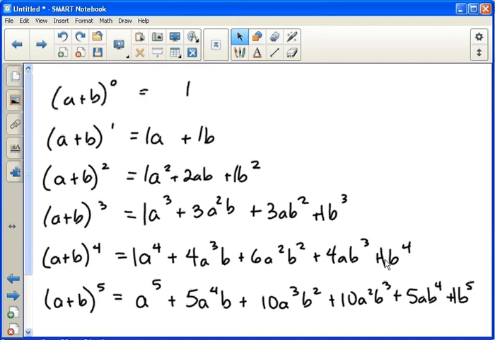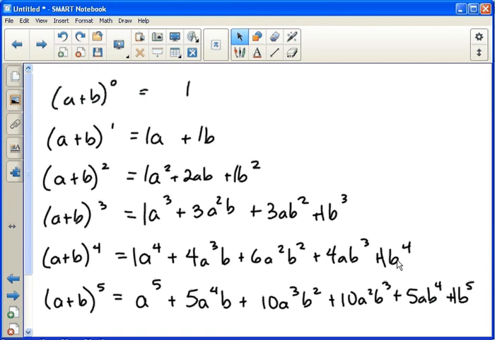So we always start with whatever number we have right here, in this case, a to the 4th. So a to the fourth, and then we go down one each time: 4, 3, 2, 1, 0. B, our second term, does the opposite. It starts at 0. That's why there's not one that shows up here. B to the 0 is just 1. Then B to the first, B to the second, B to the third, B to the fourth.